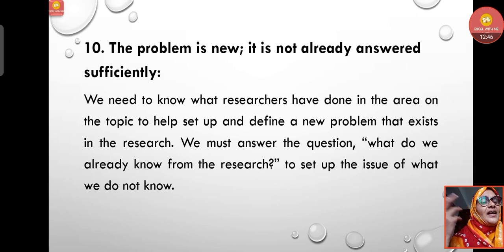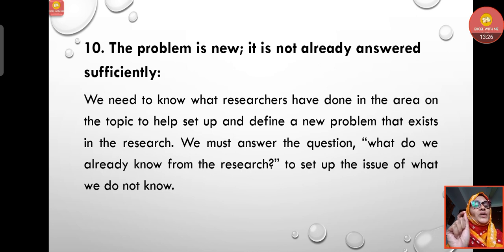If it is answered n number of time, nobody will be interested to read that article or the thesis or the research work done by anyone. So we need to know what researchers have done in the area on the topic to help set up and define a new problem that exists in the research. That's why we have to find out the significances and the results, and also the findings. According to the findings, they also suggest some research to be done in that area for future. So that also we must see very keenly.